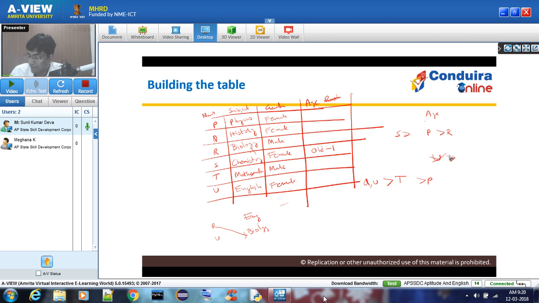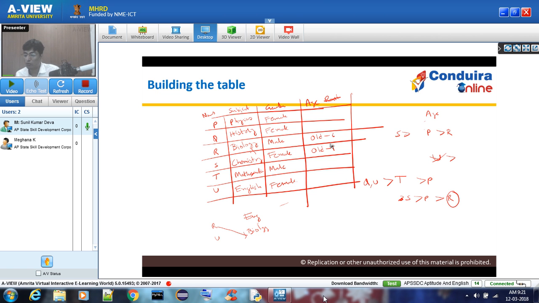So where do we have? Q and U are definitely older than P. Who is older than P? Now look at it. S is also older than P. Who is younger than P? So among all these people, who is the youngest? R. Let's go ahead and write R as old 6.